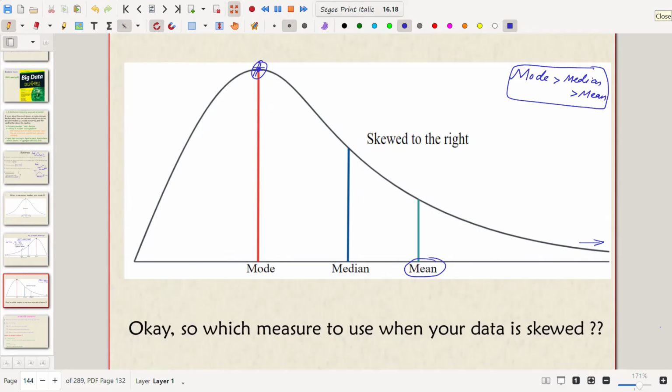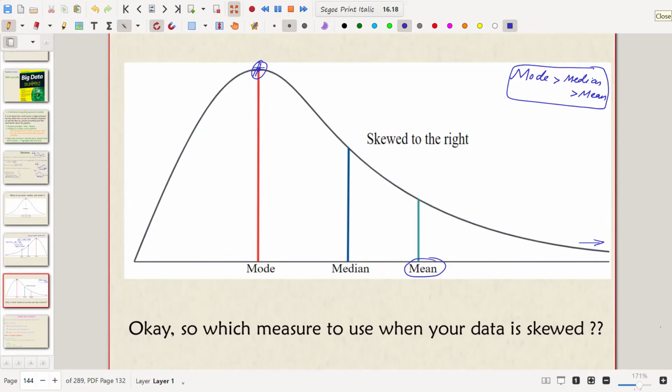So what kind of central tendency measure should you choose if your data set is skewed? Because it is a quantity irrespective of the skewness, it is maintaining its relation. So which measure to use when your data set is skewed? Median.